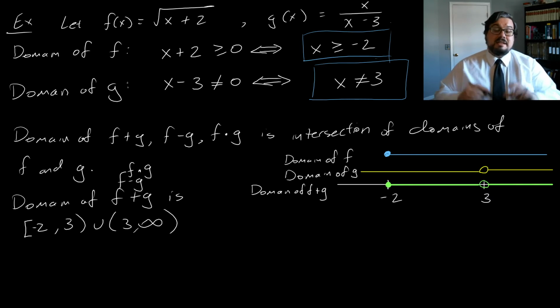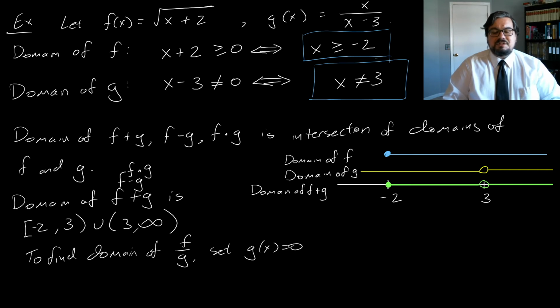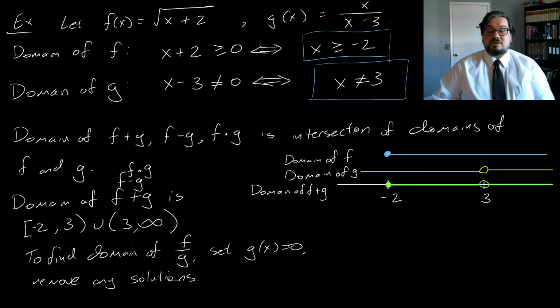f divided by g? Now, we don't actually want to get rid of the work that we've done. The work that we've done is good because the domain of f over g is going to be contained in the domains of f plus g, f minus g, and so forth and so on. But we might lose more things. So to find the domain of f over g, we want to set g of x equal to 0 and then remove any solutions. So let's go ahead and do that.